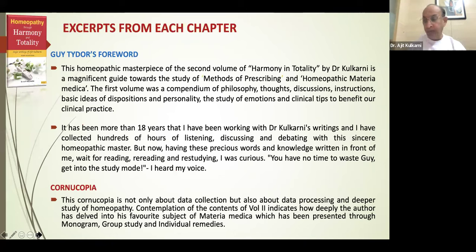Now I begin with actual presentation of the book. The book is a big one, and the foreword has been written by one very sincere and senior homeopath from Israel, Dr. Guy Tidor, very Hahnemannian philosophical homeopath. He says that this homeopathic masterpiece of the second volume of Harmony by Dr. Kulkarni is a magnificent guide towards the study of methods of prescribing and homeopathic materia medica.